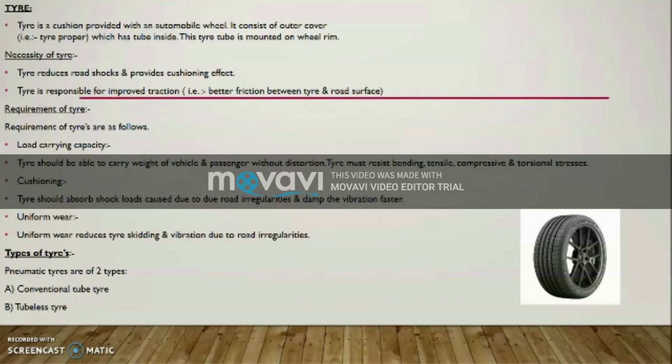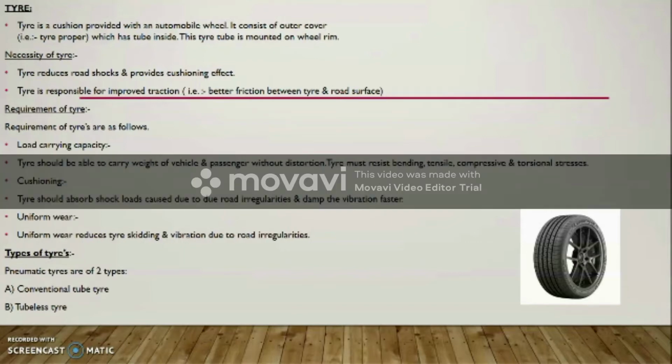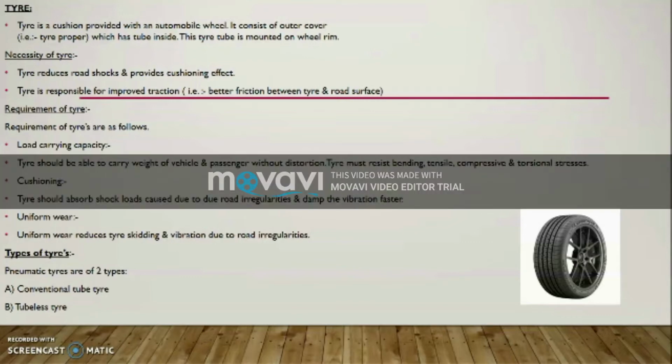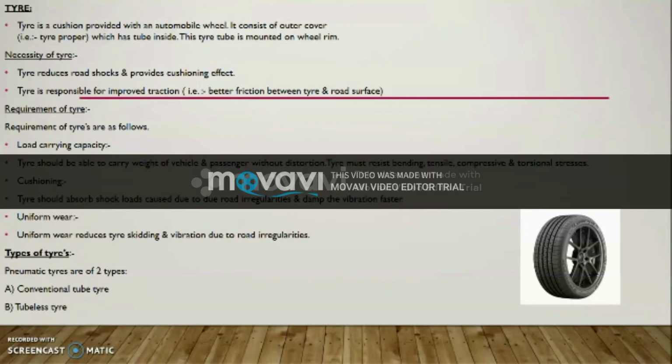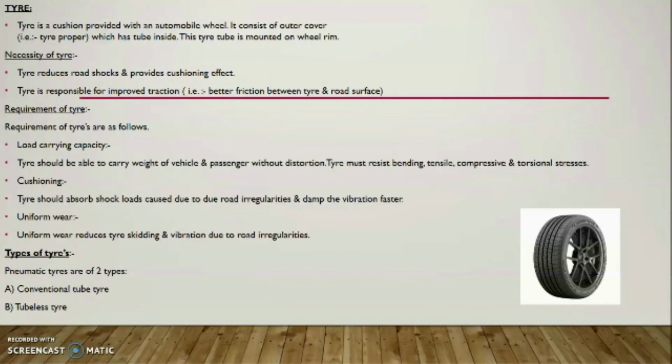The requirements of a tire should follow these items. Load carrying capacity: the tire should be able to carry the weight of the vehicle and passengers without distortion. The tire must resist bending, tensile, compressive and torsional stresses. Cushioning: the tire should absorb shock load caused by road irregularities and damp the vibration faster. The next requirement is uniform wear, which reduces tire skidding and vibration due to road irregularities.